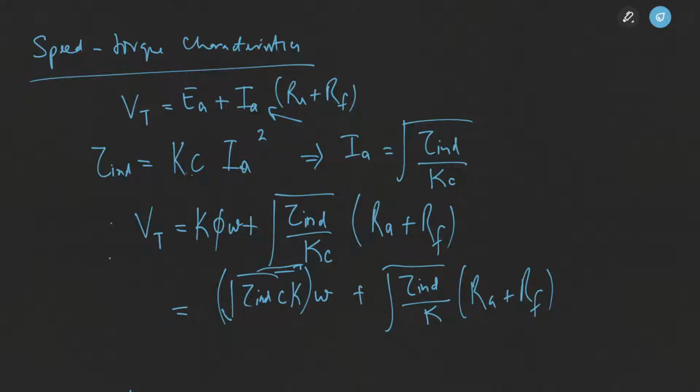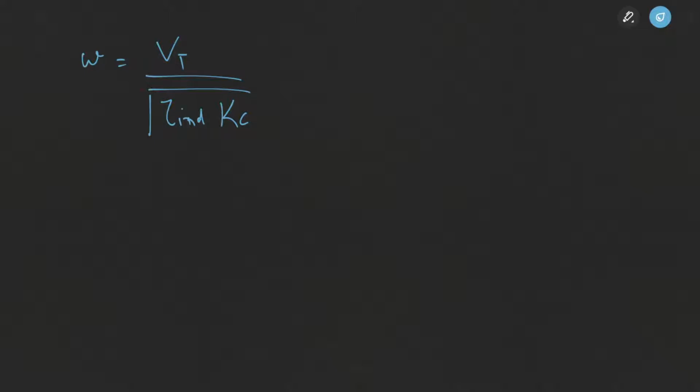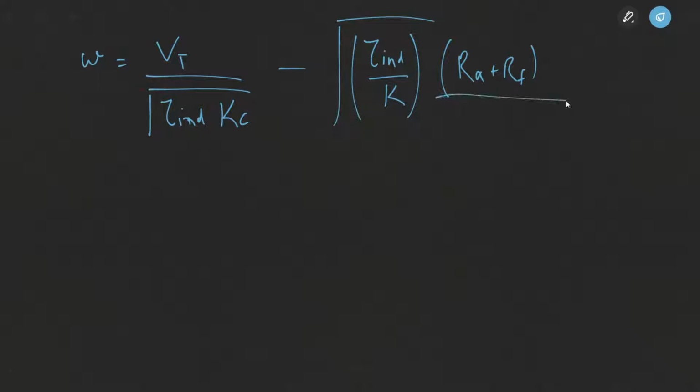Now we actually want to find out omega from here. Therefore omega is equal to Vt divided by the square root of torque induced into K into C, minus the square root of torque induced divided by Kc into (Ra plus Rf) divided by the square root of torque induced into K into C.